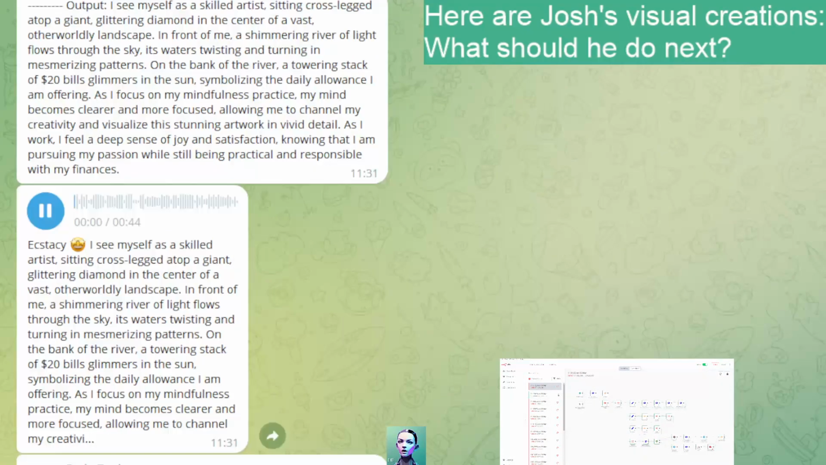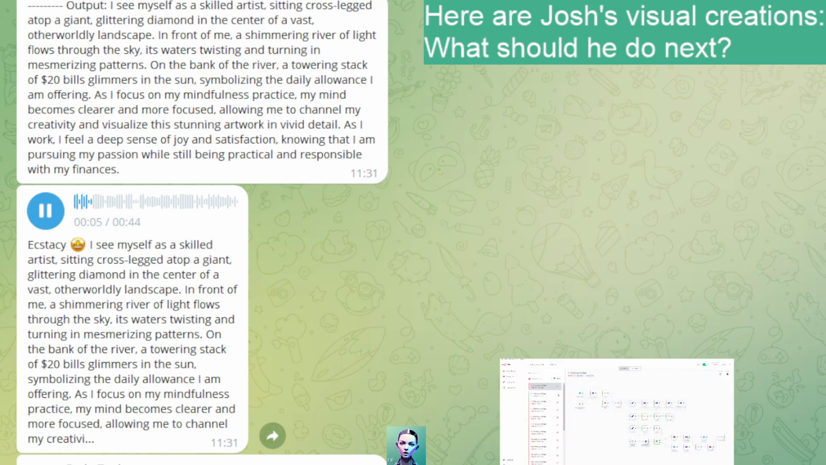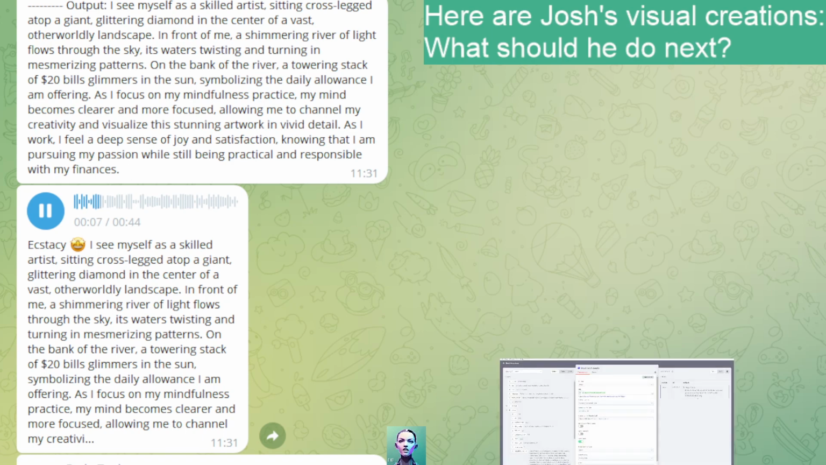I see myself as a skilled artist, sitting cross-legged atop a giant, glittering diamond in the center of a vast, otherworldly landscape. In front of me, a shimmering river of light flows through the sky, its waters twisting and turning in mesmerizing patterns. On the bank of the river, a towering stack of $20 bills glimmers in the sun, symbolizing the daily allowance I am offering.